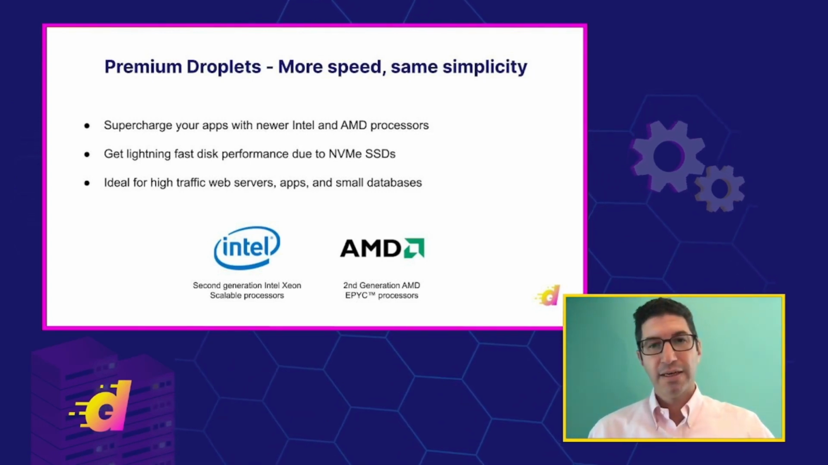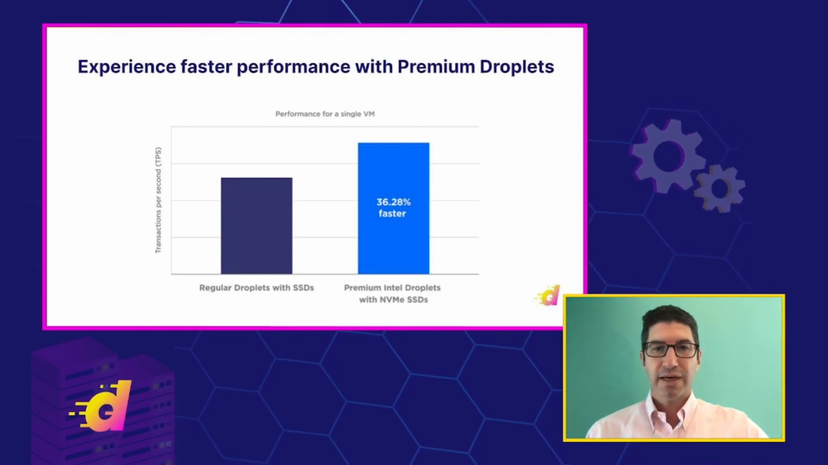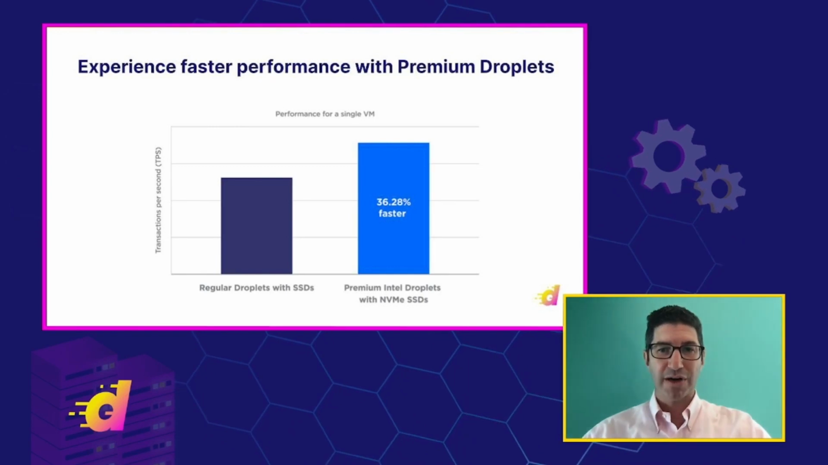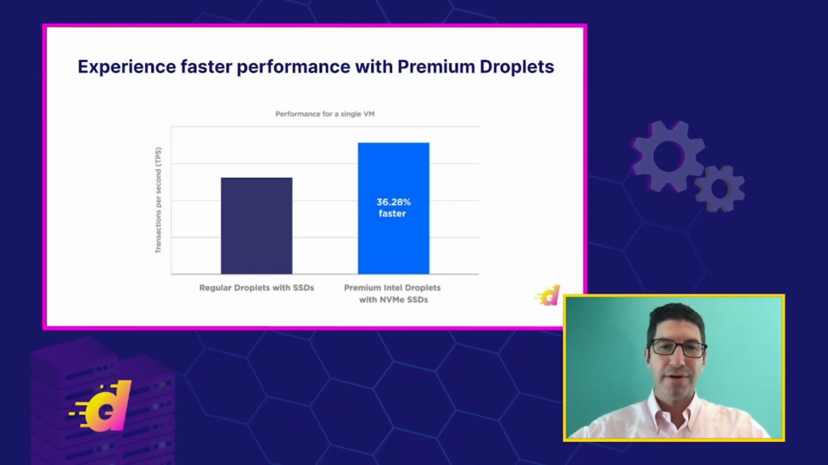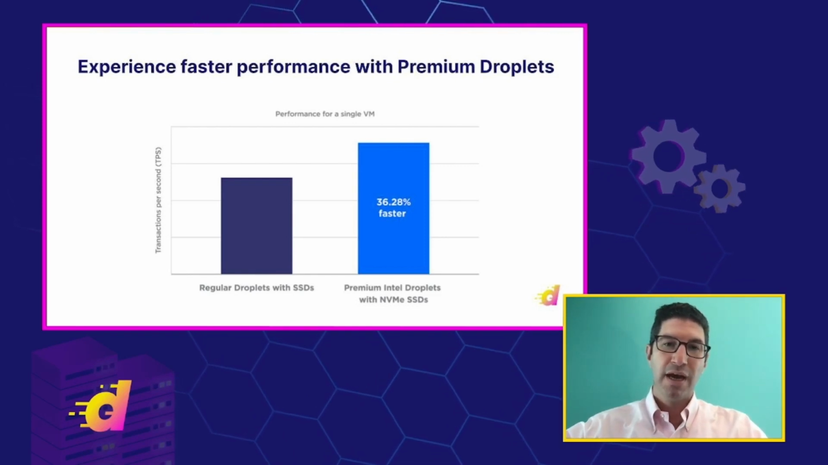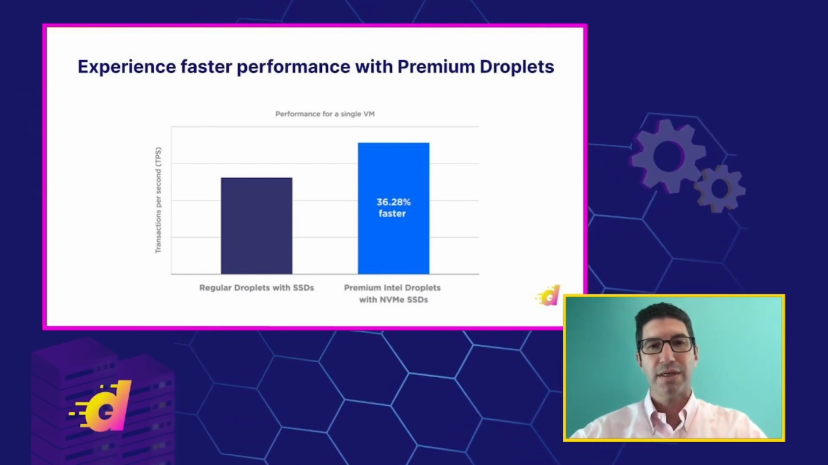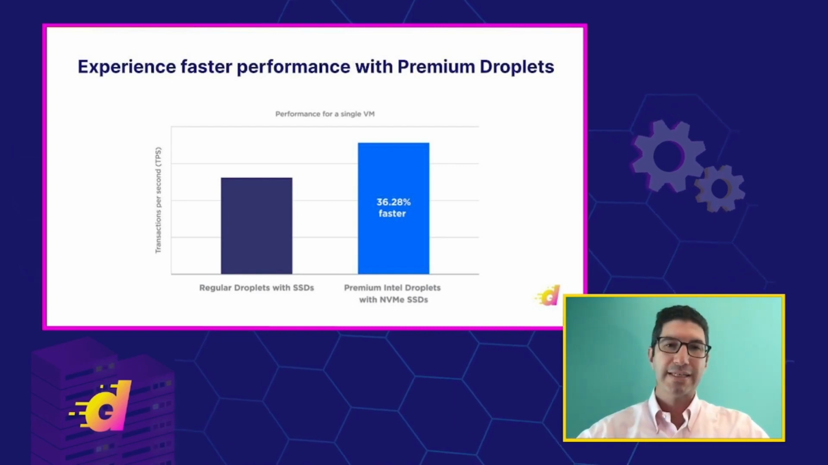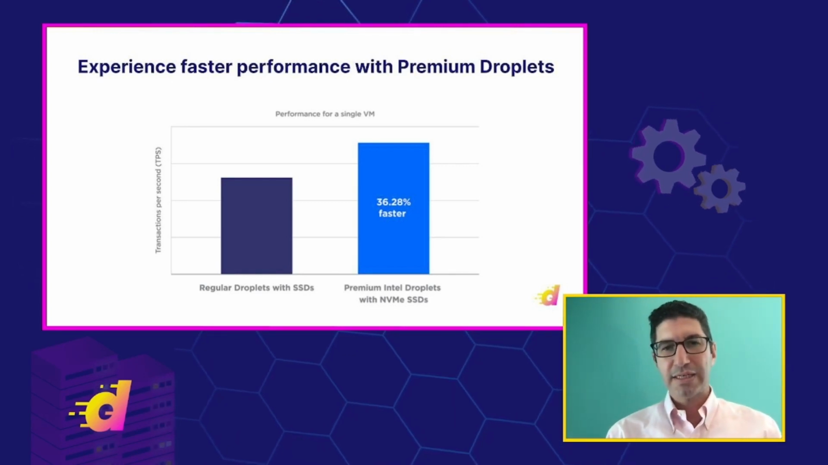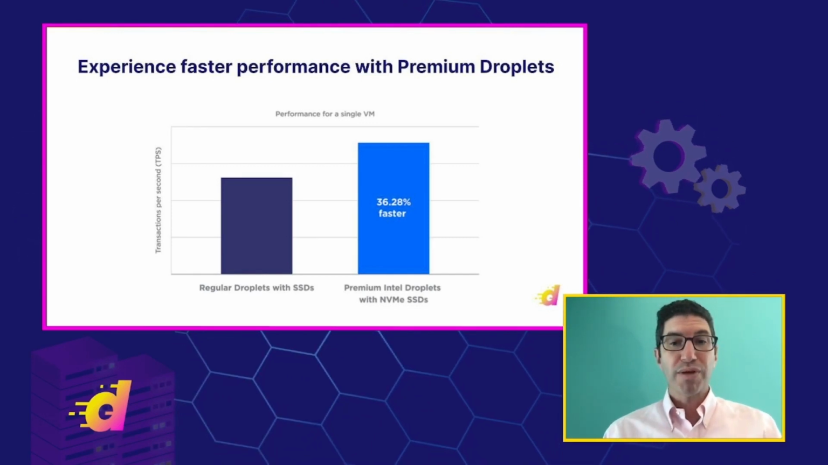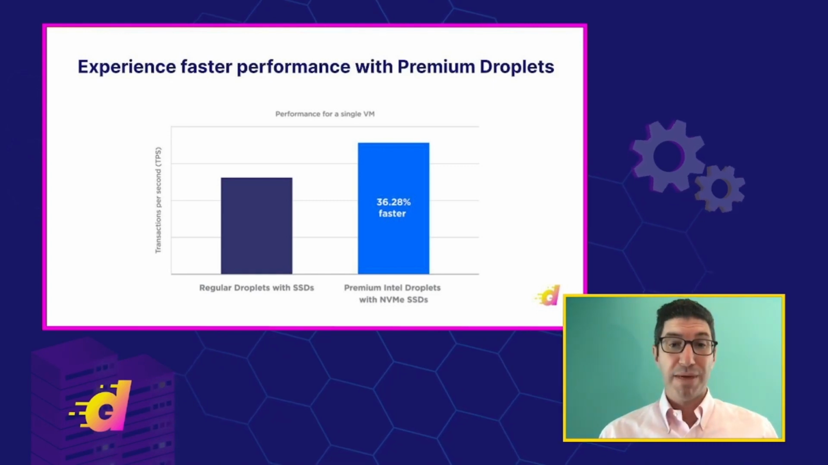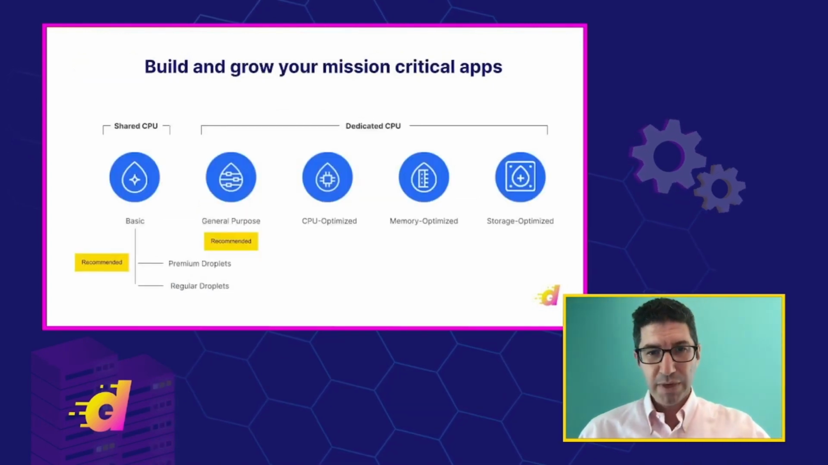In fact, we've benchmarked our premium Droplets using TPC-C benchmarking, and we've seen a 36% plus increase in performance of our premium Intel Droplets with NVMe SSD as compared to our regular Droplets. So it really makes a ton of sense to choose premium Droplets as a starting point when you're building out basic infrastructure. And we can even take a look at this.